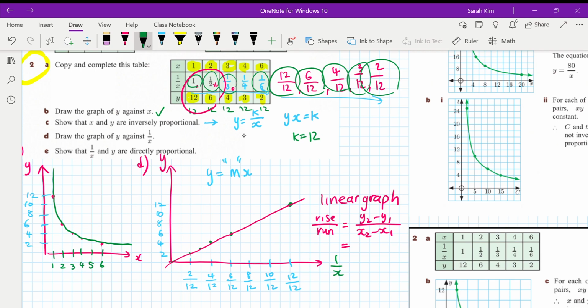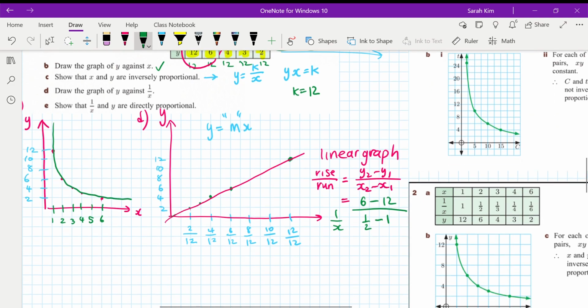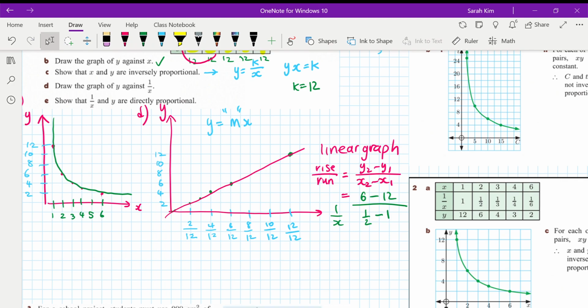Okay? So it becomes, hopefully you know which ones to label, but if not, go have a look at the table. y2 is 6, y1 is 12, x2 is a half, x1 is 1. So if I just put that in the calculator, I get 12. Okay?